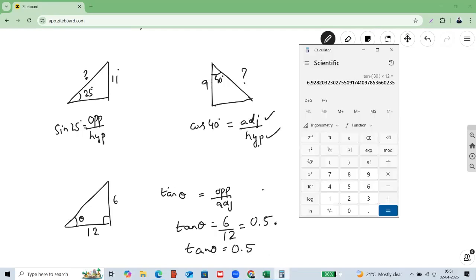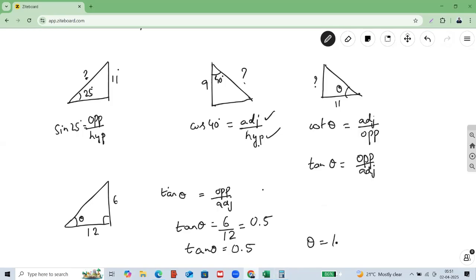For that, here is how to use the calculator. First, 6 divided by 12 is 0.5. Now, in trigonometric functions there is a second one called tan inverse. Tan theta is 0.5, which means I have to use tan inverse of 0.5. That means theta will be tan inverse of 0.5. We call it inverse, meaning the opposite functionality of tan.